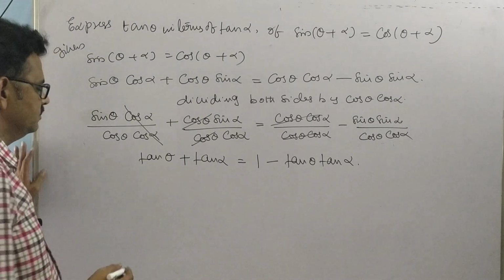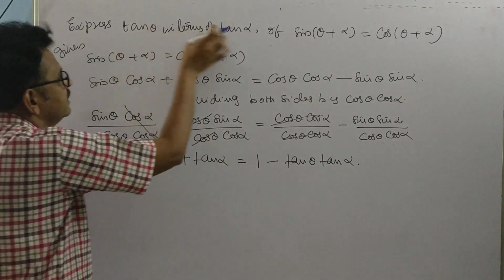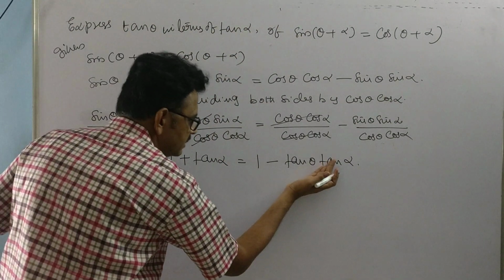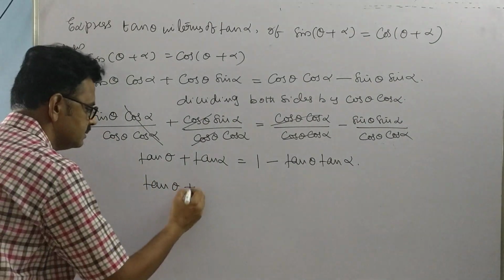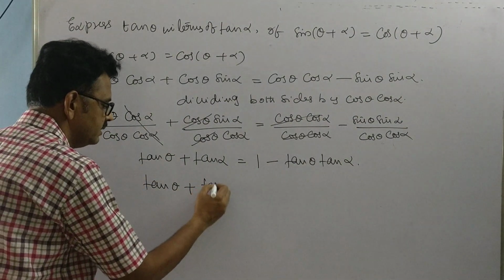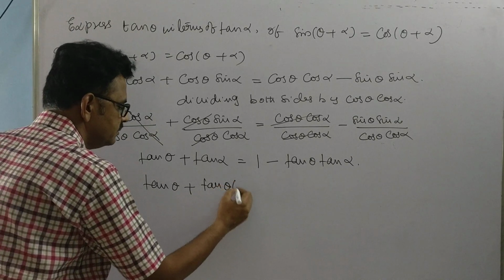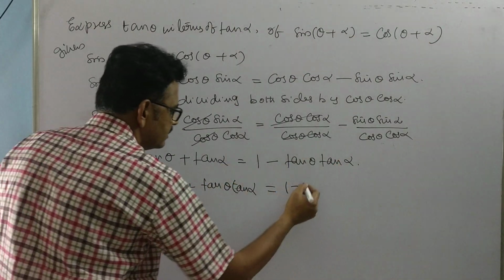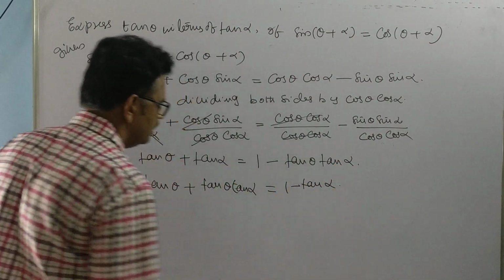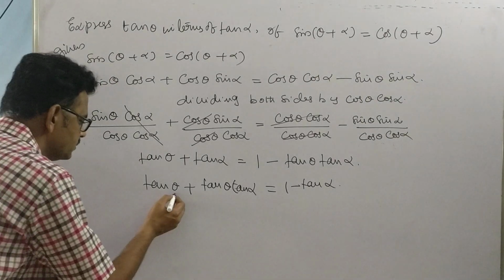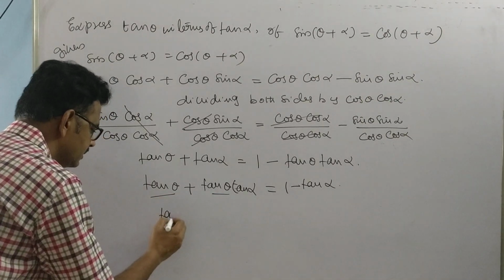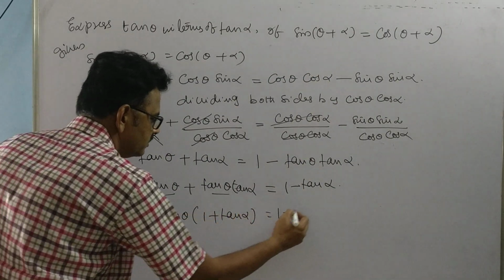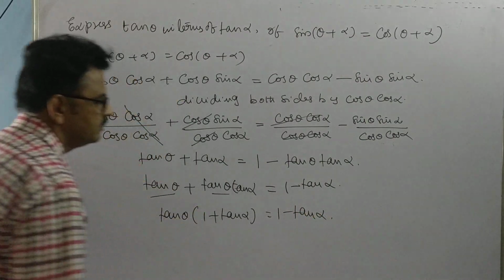Okay, now express tan theta in terms of tan alpha. This is the tan theta, you write this side plus tan theta into tan alpha is equal to 1 minus tan alpha, you write that side. From these two, you can take tan theta common: tan theta times (1 plus tan alpha) is equal to 1 minus tan alpha.